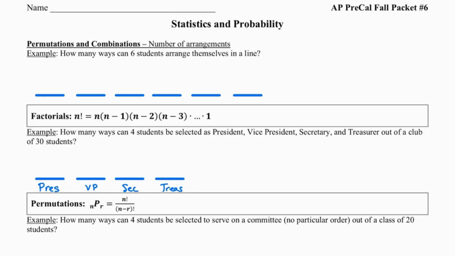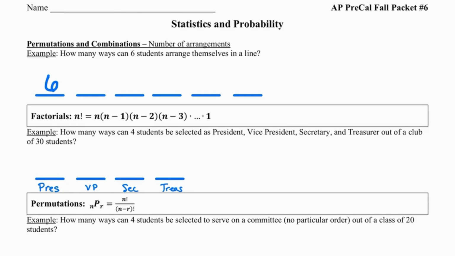I like to be visual, so I drew six blanks, because it's very important in this line that there's a first person and a last person. So there's a very specific place for these people to go. If you have this group of six students and you want to put one first in line, there are six different ways of putting a student in that spot.